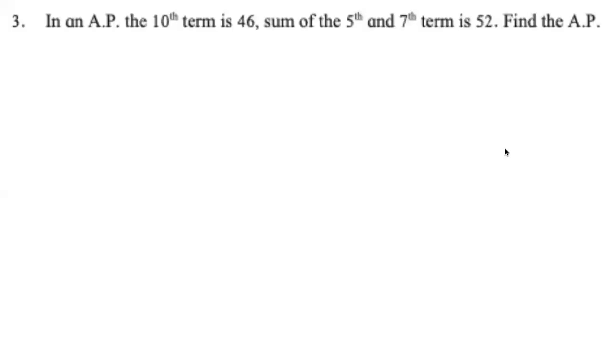Next question, question number 3. It reads, in an AP, the 10th term is 46. Sum of the 5th and 7th term is 52. Find the AP. Always remember, whenever it says find the AP, any AP is defined just by two things. If we can find out the first term, and if we can find out the common difference, then we can do anything with the AP. So these are the things we need to find. Once we find that, we can write the AP.